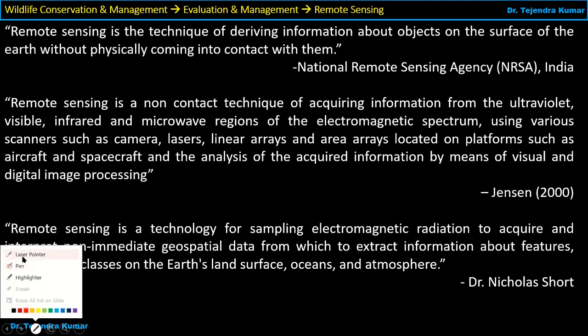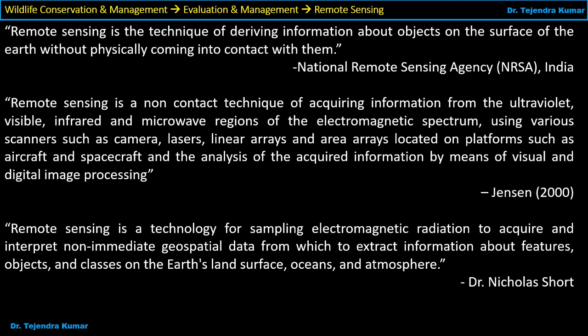Remote sensing is the technique of deriving information about the objects on the surface of the earth without physically coming into contact with them, because we are using satellites. Okay, so we are using satellites here. This definition was given by the National Remote Sensing Agency, NRSA.